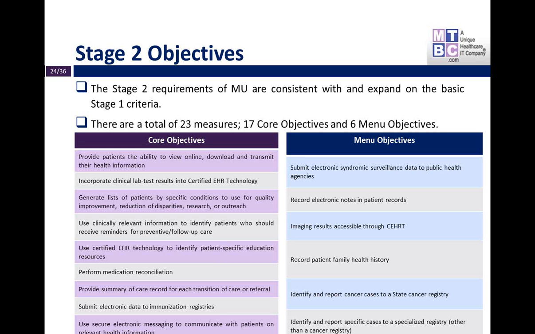There's also a requirement for providing a summary of care record for each transition of care or referral, and you can also meet this requirement by using MTBC EHR easily. All you have to do is simply go to the export option, and it will give you the ability to either transmit the file electronically or get a PDF or a human readable version of it and give it to the patients.